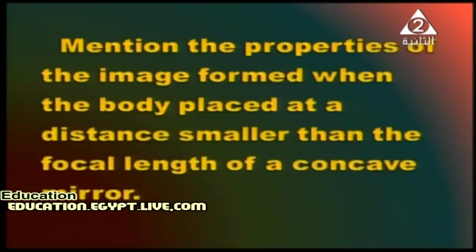Try to solve some problems. Problem number 1. Mention the properties of the image formed when the body is placed at a distance smaller than the focal length of a concave mirror.